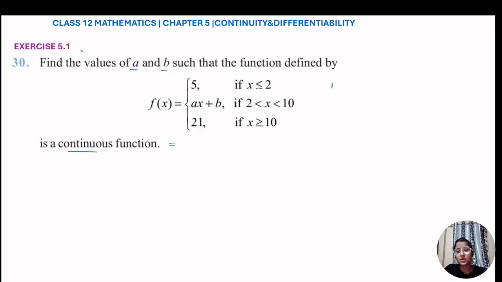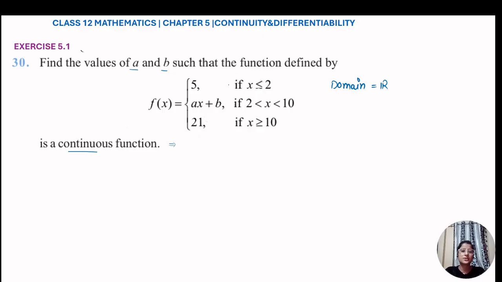As you can see here, your domain is the whole of R. So the function should be continuous at each and every point of the reals. By using that condition, you have to find the restrictions on a and b, that is, what the values of a and b should be so that your function is continuous in its whole domain. Now your function is defined as 5 for x less than or equal to 2, 21 for x greater than or equal to 10, and between 2 and 10 it is defined like this.